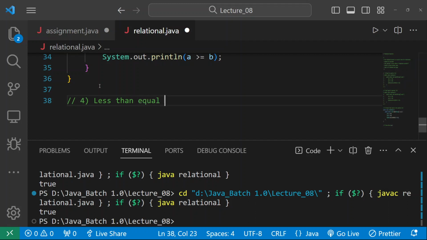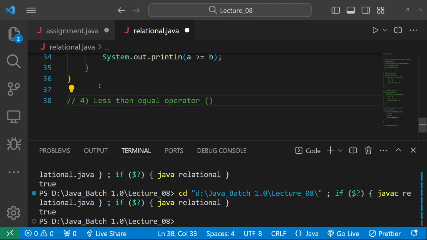Again repeating, we will be using this concept in a for loop, a while loop, a do while loop, and in switch statements and if else. All of this is used to write your conditions. Okay, remember why we are learning this concept.